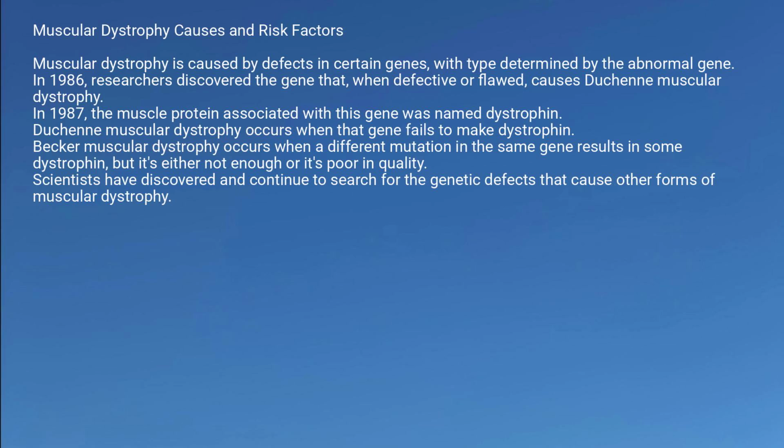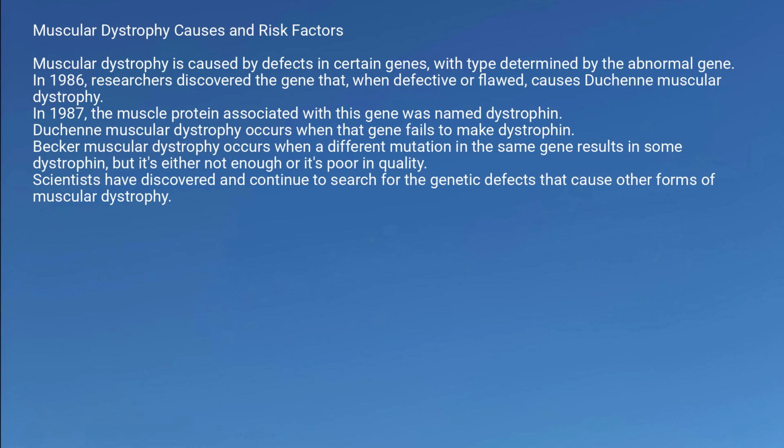Muscular dystrophy causes and risk factors. Muscular dystrophy is caused by defects in certain genes, with type determined by the abnormal gene. In 1986, researchers discovered the gene that, when defective or flawed, causes Duchenne muscular dystrophy. In 1987, the muscle protein associated with this gene was named dystrophin. Duchenne muscular dystrophy occurs when that gene fails to make dystrophin.